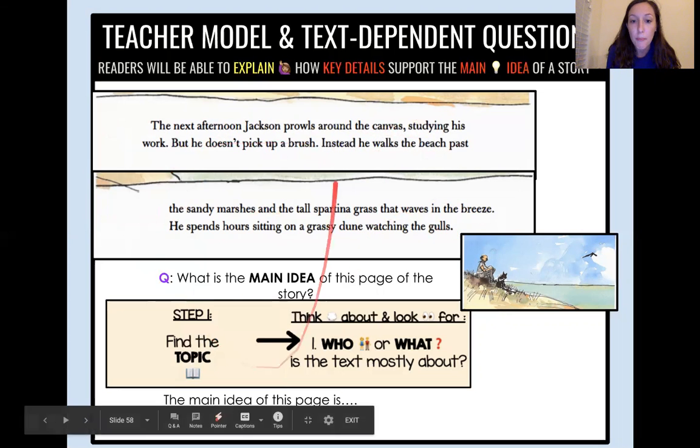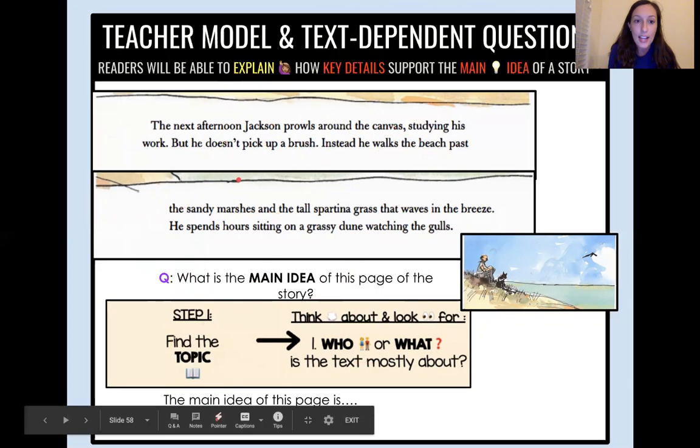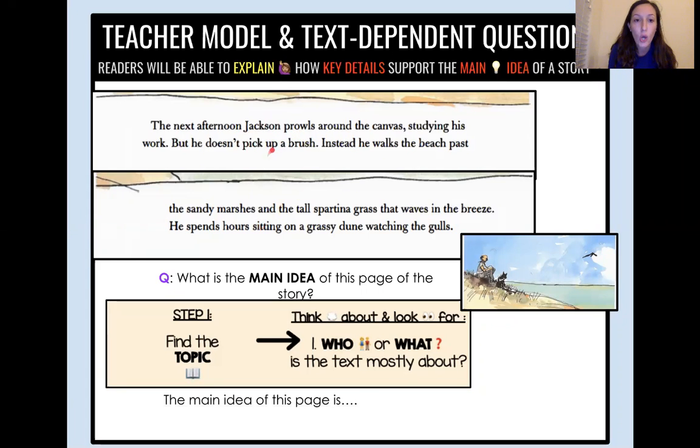That was a pretty short page that we read, but we want to think about now for our step one to find our main idea, who or what is the text mostly about? If I look again at the text, I see that it's about Jackson. I see the word Jackson all over, or the word he. So I know that who it's about is our main character, Jackson. And something that he is doing here is sitting on the beach.